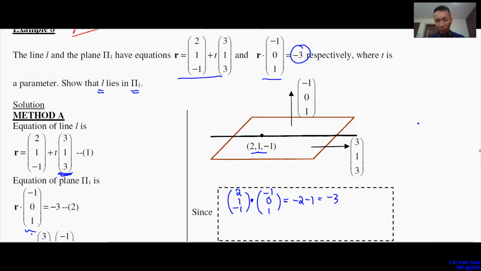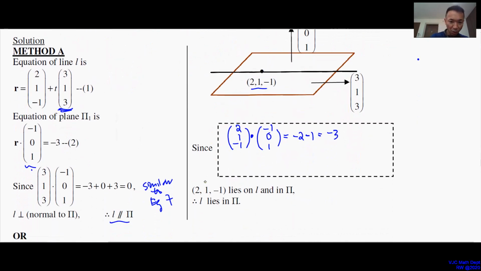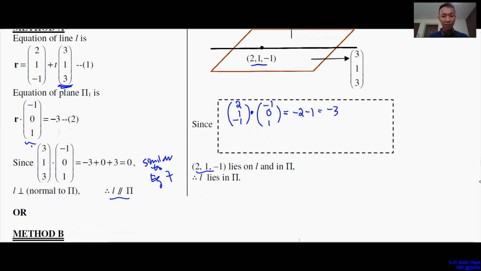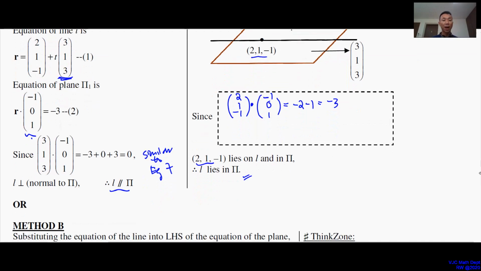So if one point lies on the plane, if this point which is on the line lies on the plane, it must mean that every single point on the line lies on the plane. Because the first condition is that they are already parallel. Since they are parallel, if I say one point lies on the plane, every point must lie on the plane. Shown. Therefore, L lies in pi.